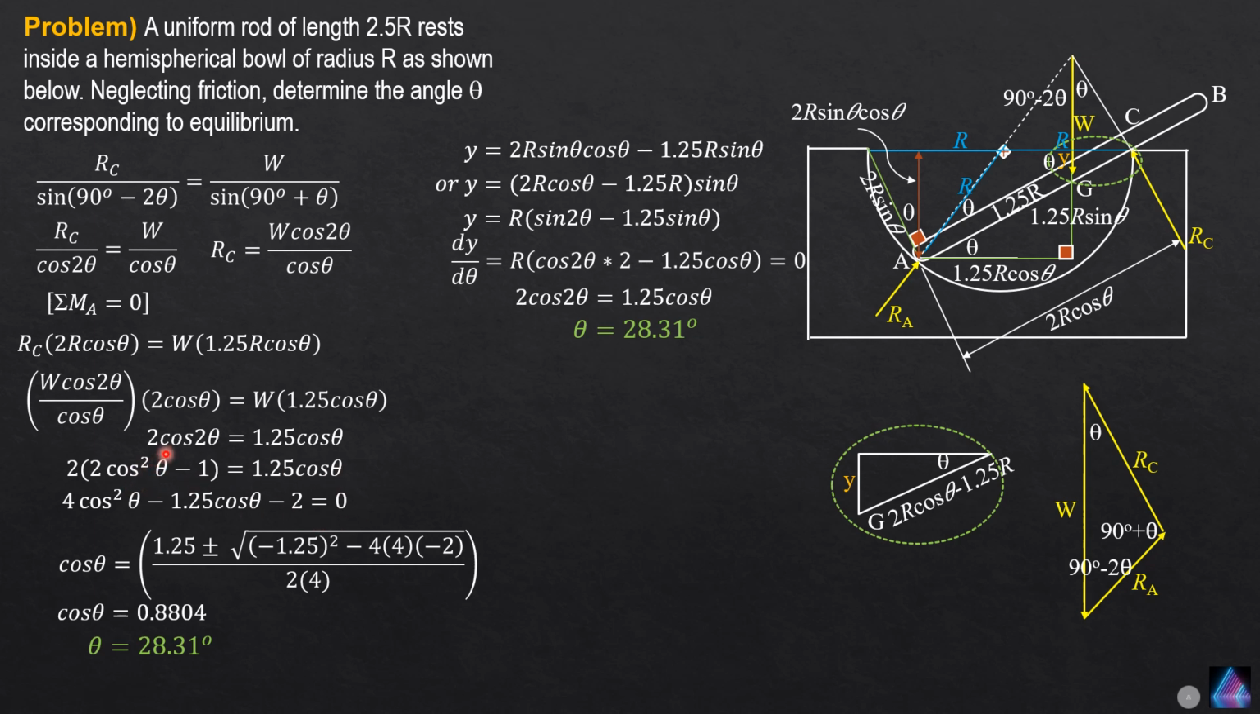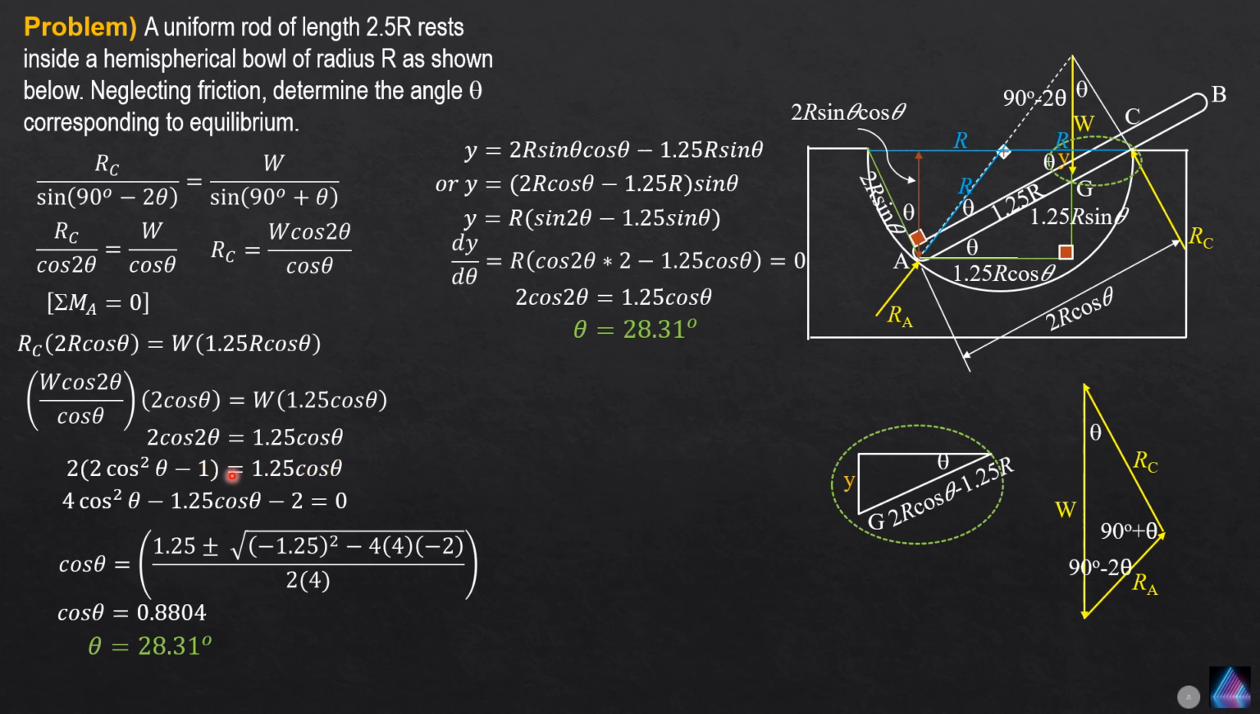So using the trigonometric identity for cosine 2 theta, there are so many. One is cosine squared theta minus sine squared theta. Then if you replace cosine squared theta by 1 minus sine squared theta, another identity is 1 minus 2 sine squared theta. If you replace sine squared theta by 1 minus cosine squared theta instead, then this is the other identity. So I use this because the other side is also cosine theta.